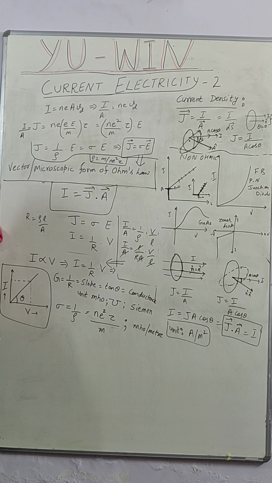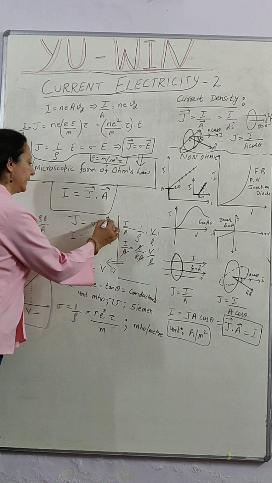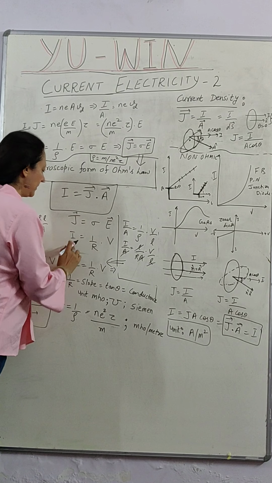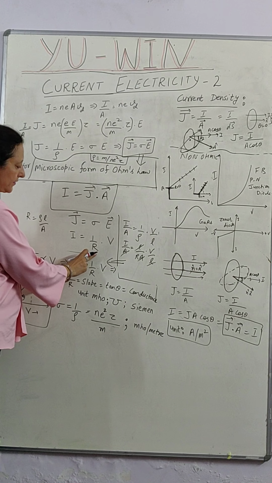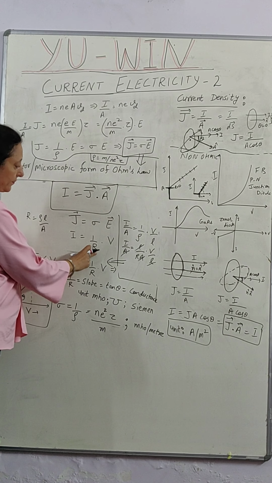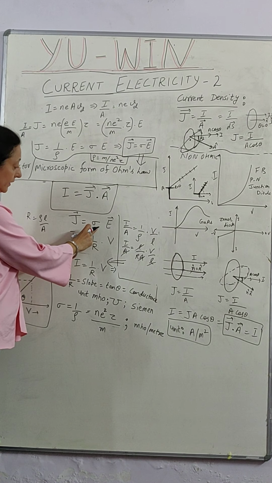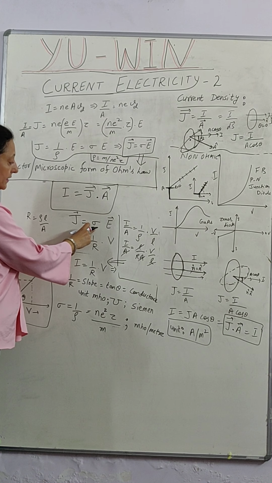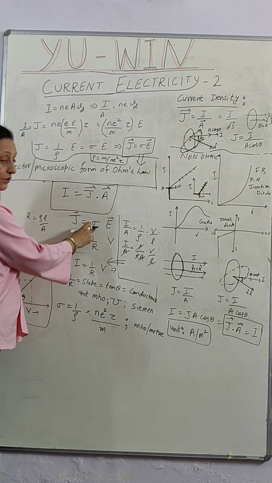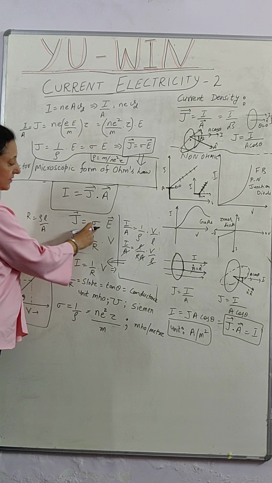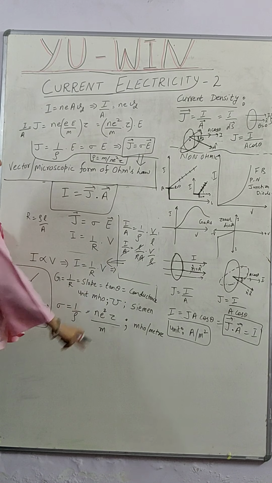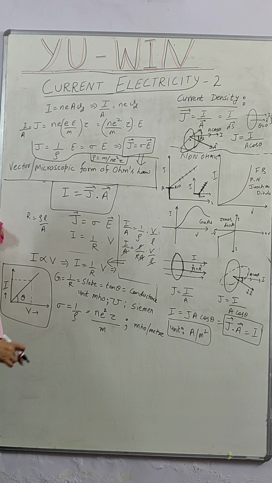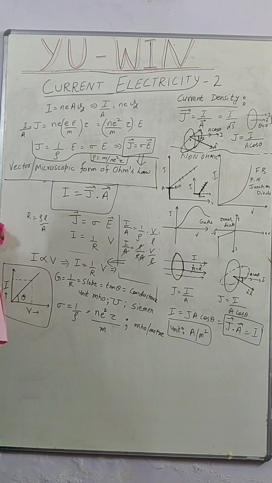Ohm's law and the microscopic form of Ohm's law just differ in their way of expressing. This is current per unit area. This is resistance. This is conductivity, which is the inverse of resistivity, which is the resistance per unit length per unit area. This is potential difference. This is potential difference per unit length. So here we finish with the microscopic form of Ohm's law.